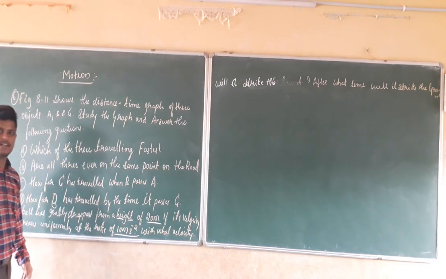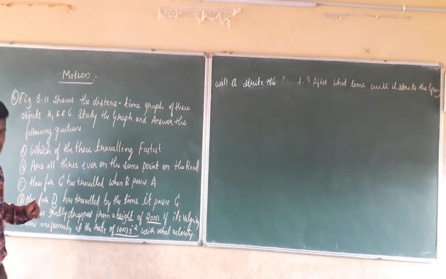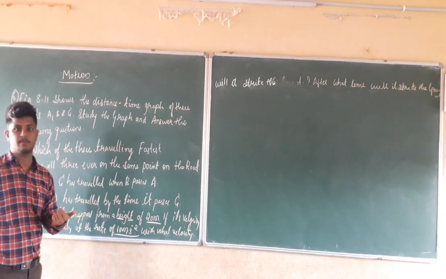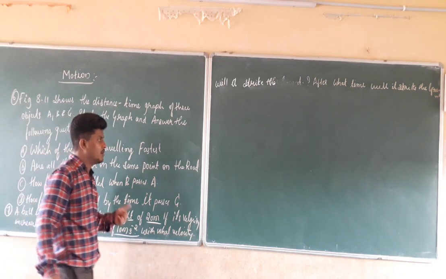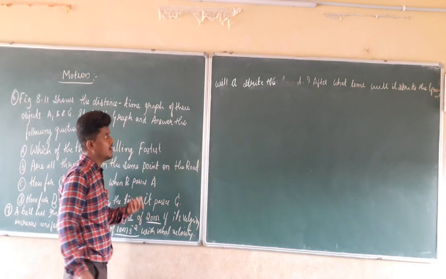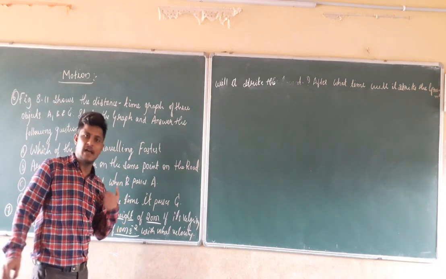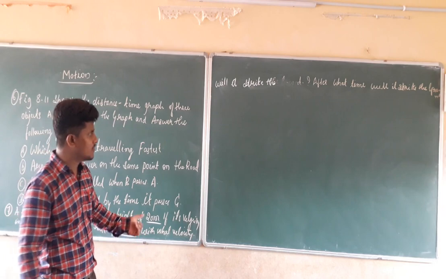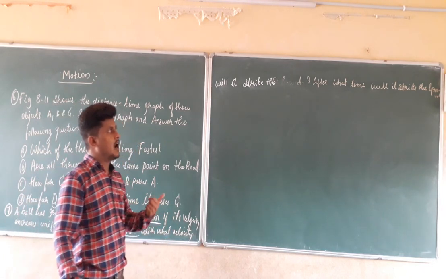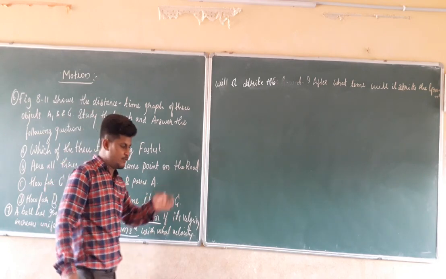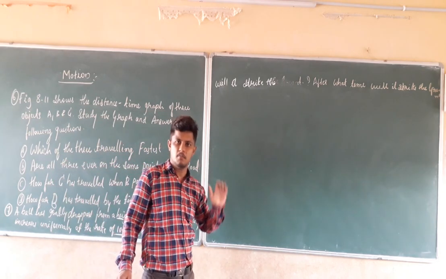If the velocity increases uniformly at the rate of 10 meters per second squared, what is given? They give the acceleration of the ball, 10 meters per second squared. With what velocity will it strike the ground? That means we have to calculate the final velocity. After what time will it strike the ground? We have to calculate the time taken for the ball to strike the ground.